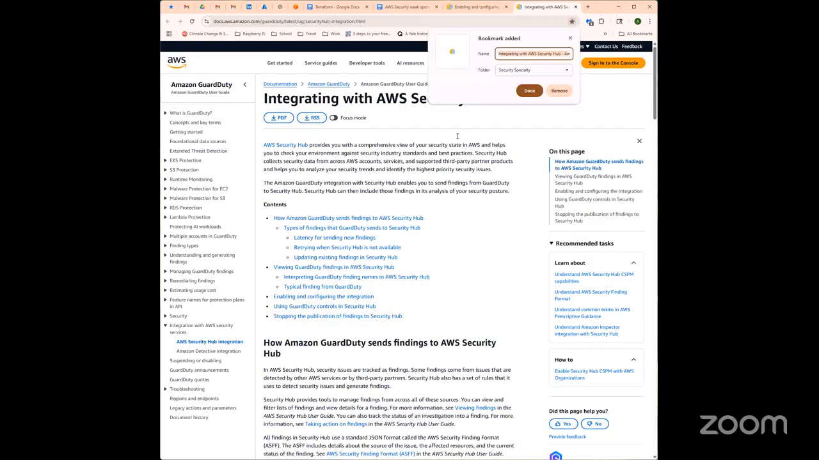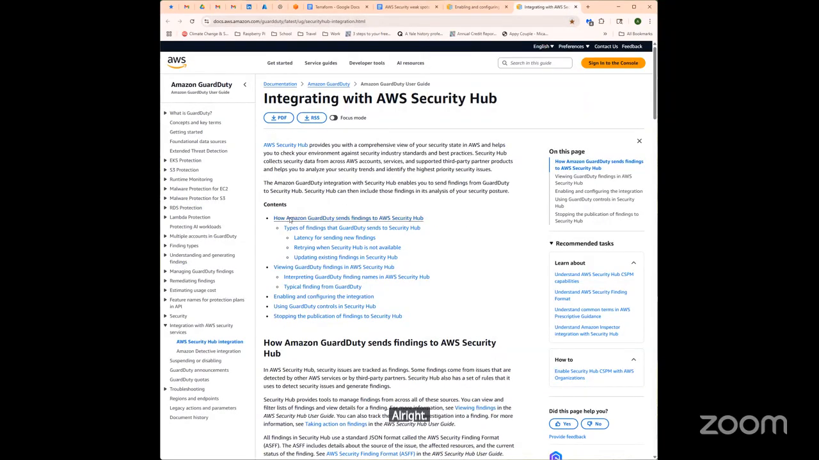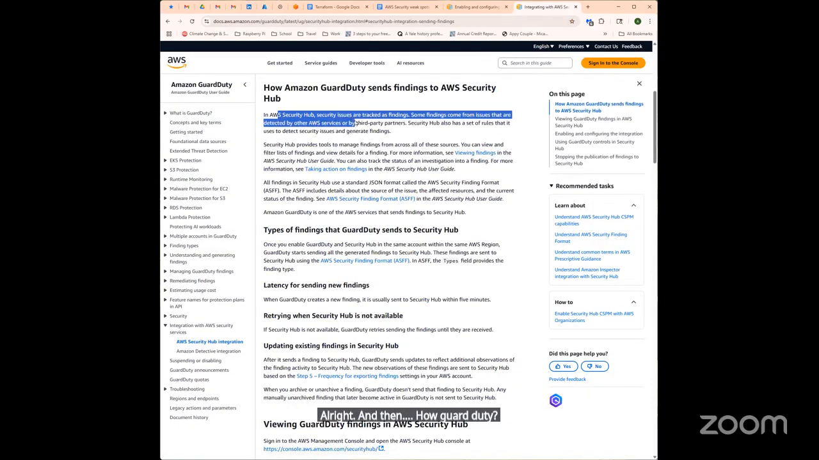All right. And then how GuardDuty. Security Hub tracks its findings. Security Hub also has a set of rules and provides tools to manage findings.